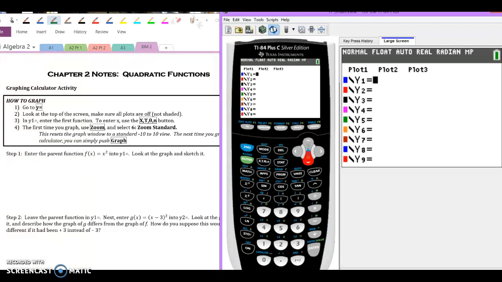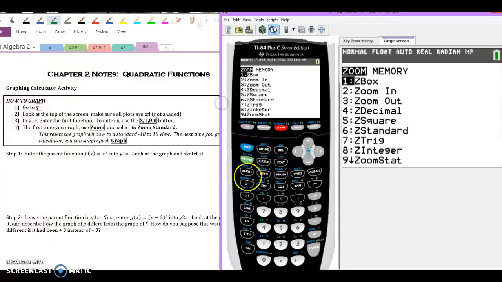We're going to enter our first function in y1 equals. Remember, your x button is this button right here that I just highlighted in red. And if you're ever looking at your graph and your graph looks funny, say your origin isn't right at the middle, your grid lines look funny, if you push zoom, which is the button right in the middle below your screen, and then standard, number 6, that will give you a standard -10 to 10 window that you're used to seeing. So if your graph ever looks wonky, try zoom 6 and it should make your graph look better.